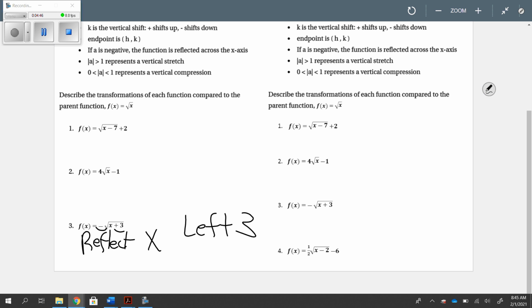And that's it for transformations. It should be pretty easy. Complete the worksheet, turn it in.